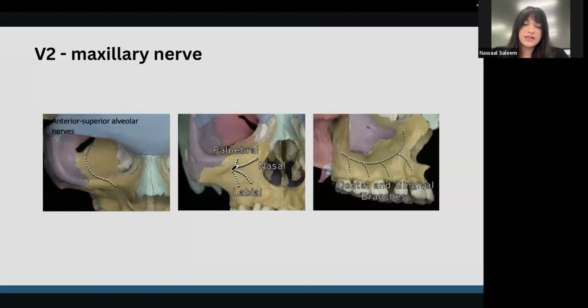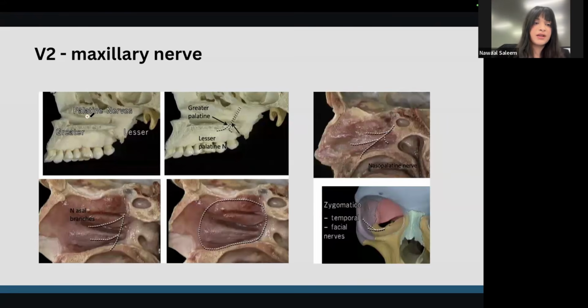So over here, you can see that when the infraorbital nerve exits through the infraorbital foramen, it gives off the palpebral upward, nasal towards the nose, and superior labial nerves. And you also have the dental and gingival branches, the MSA and the ASA, given off by the infraorbital nerve. Okay, these are the palatine nerves, the greater and the lesser, which are shown over here. So this is the greater palatine, it goes towards the hard palate, and the lesser palatine goes towards the soft palate. Okay.